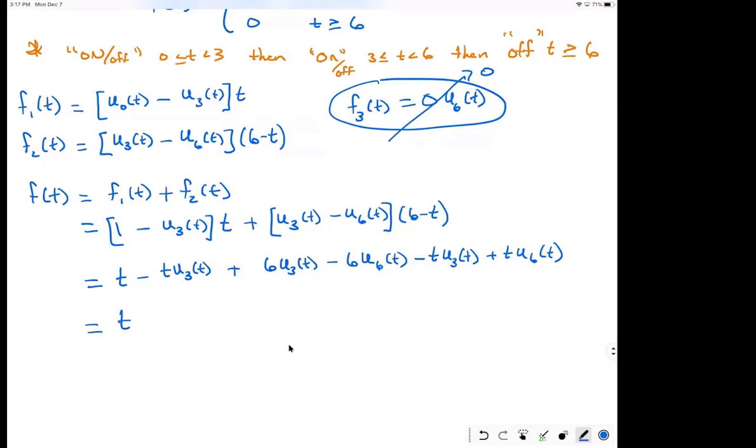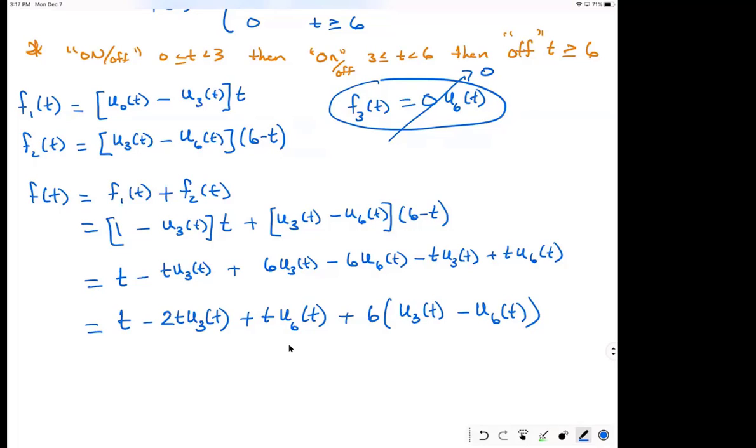So how about t minus 2t u sub 3 of t, and then plus t times u sub 6 of t, and then plus 6 times the quantity, u sub 3 of t minus u sub 6 of t. So I just collected like terms and put things that were in common together. Sort of, there's obviously more than one way to combine those terms.